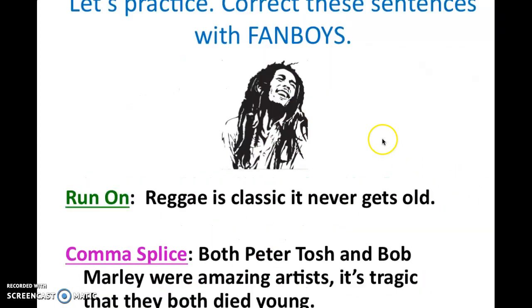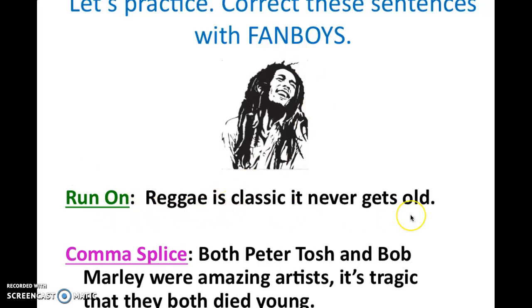Let's practice. Correct these sentences, and we're going to use a fanboy. Remember, for, and, nor, but, or, yet, so. All of these words are useful in correcting and connecting 2 sentences, but they do have different meanings, right? For is not the same as and, which is also not the same as nor. So you just have to be careful about which one you're choosing. But let's look at a run-on.